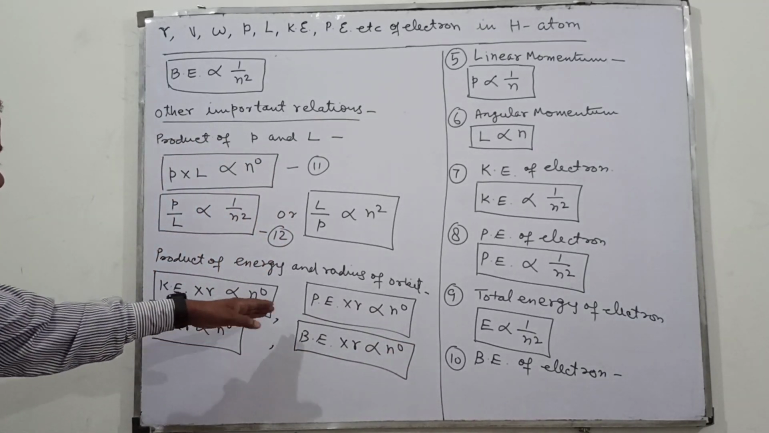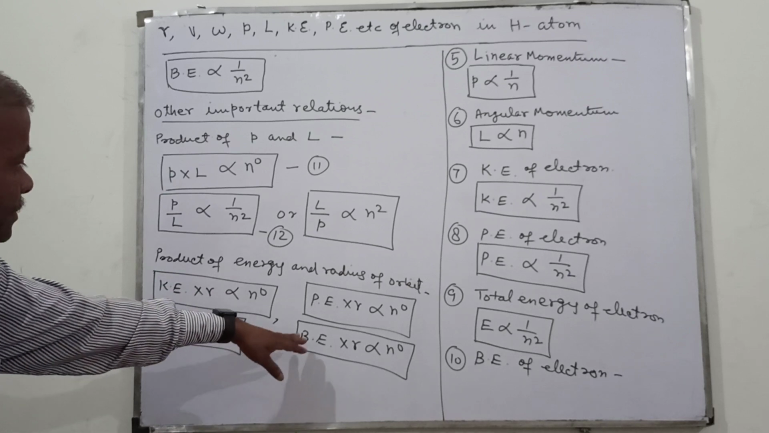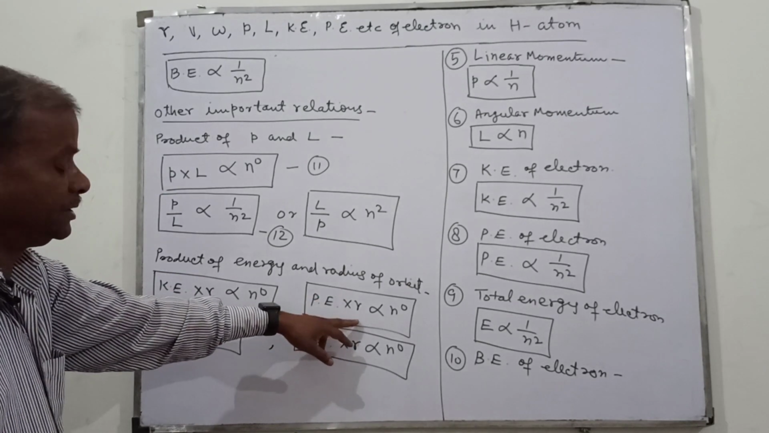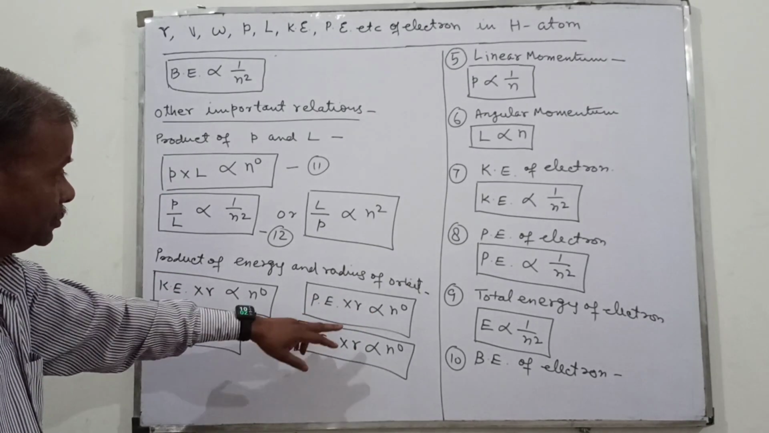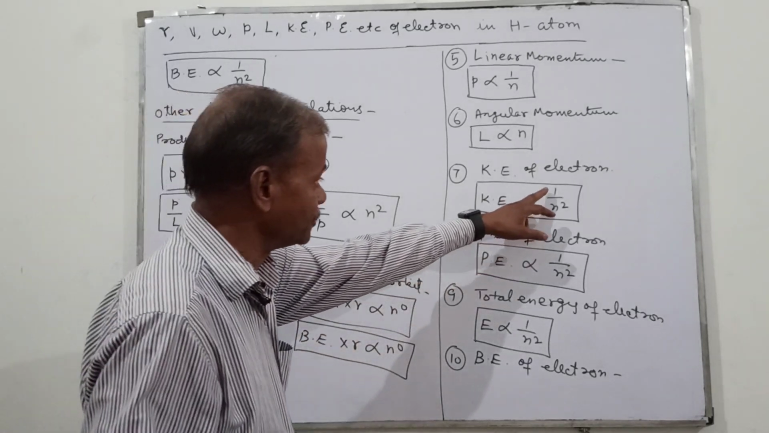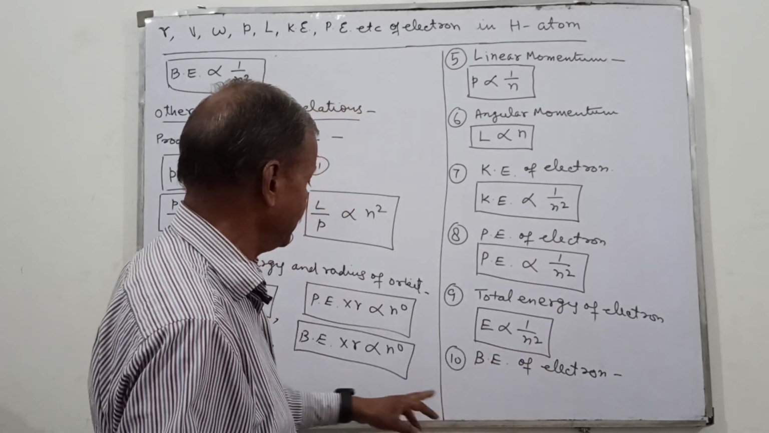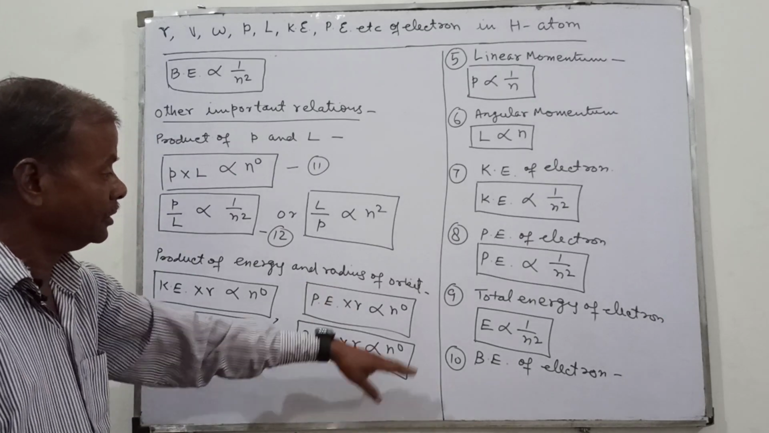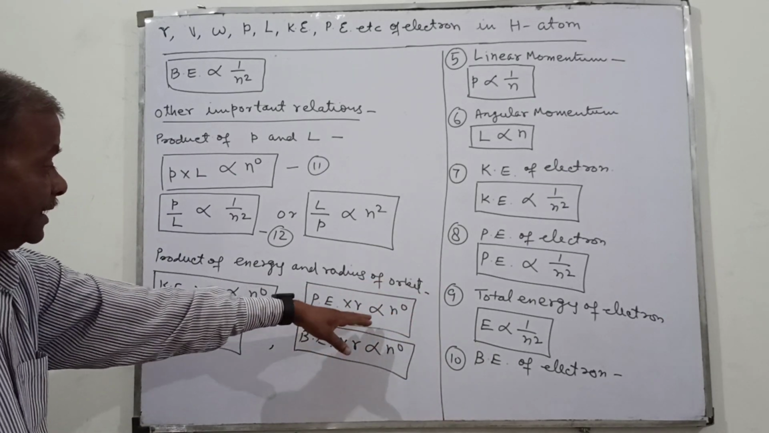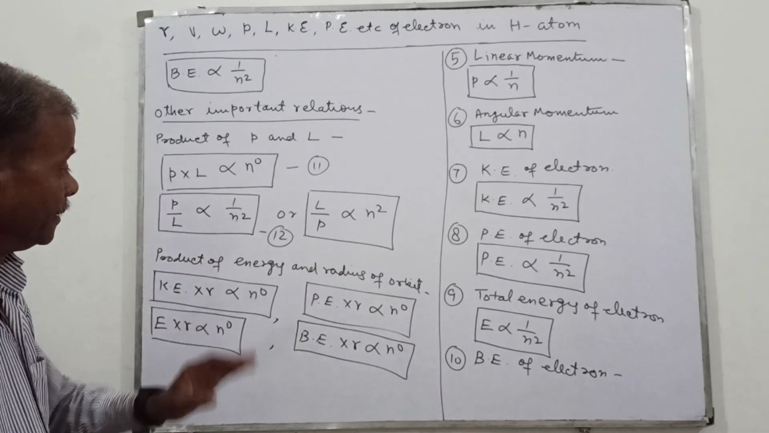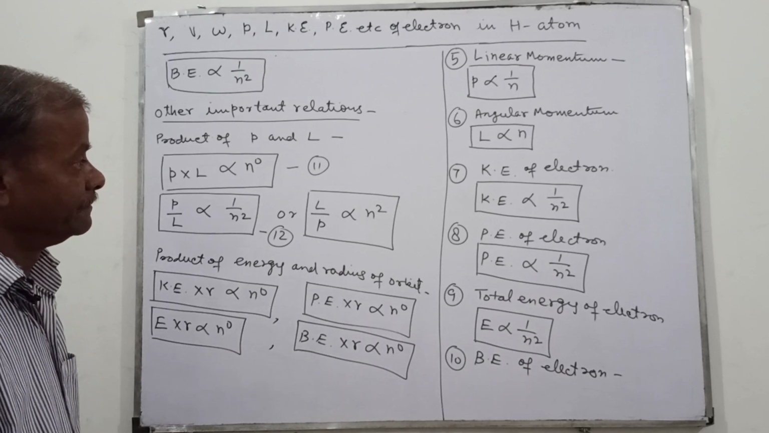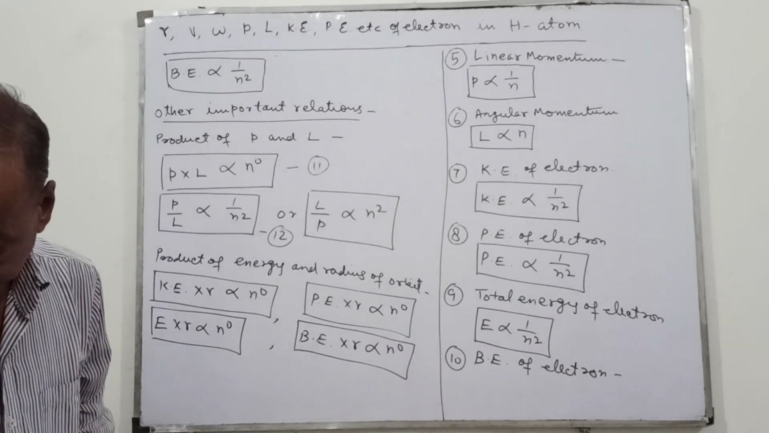So these are the products of this energy of the electron with the radius of the orbit. So you can find that these all are proportional to 1 upon n square, 1 upon n square, and this R is proportional to n square. So if you multiply, then you will get n raised to power 0. Now if we divide all these, then what will happen?